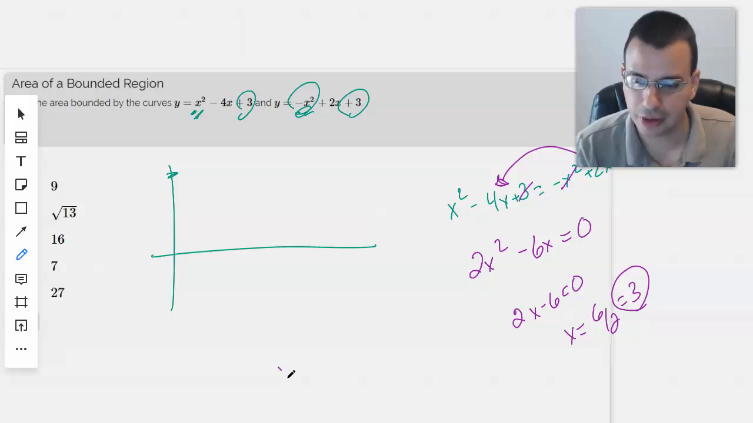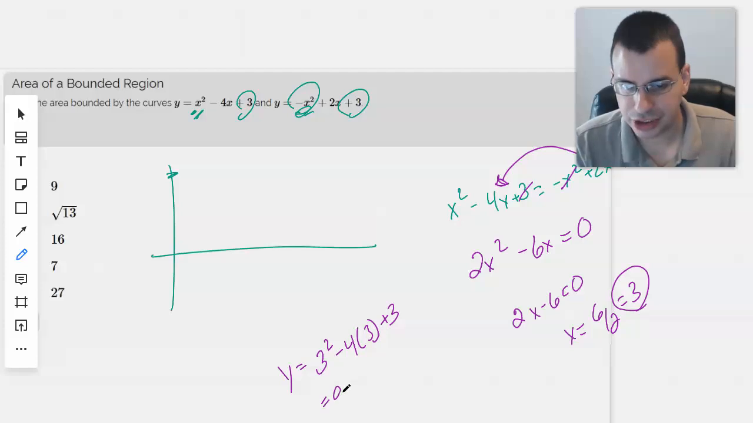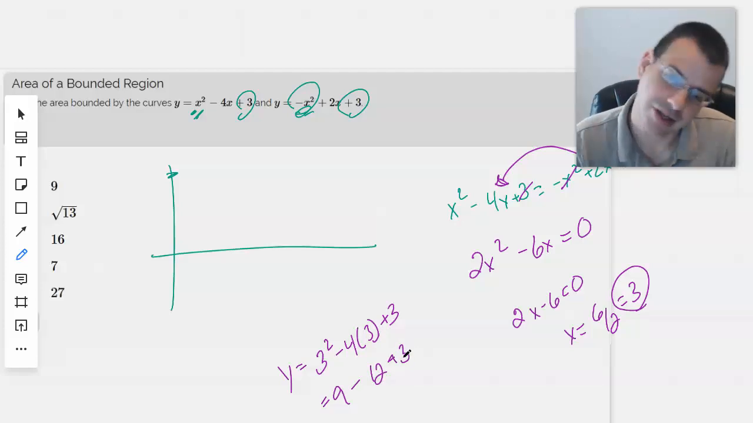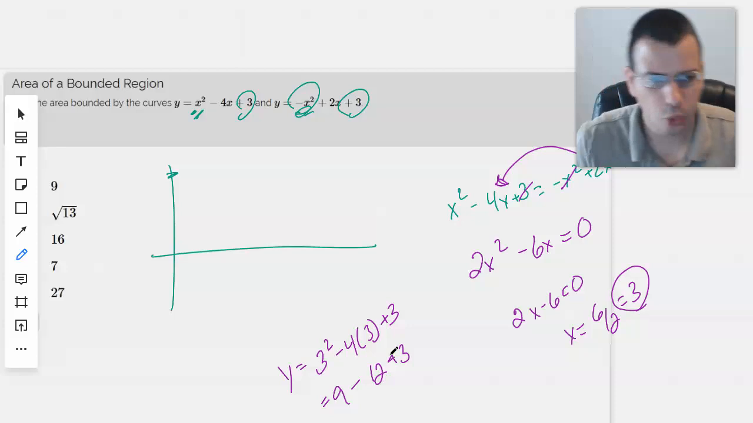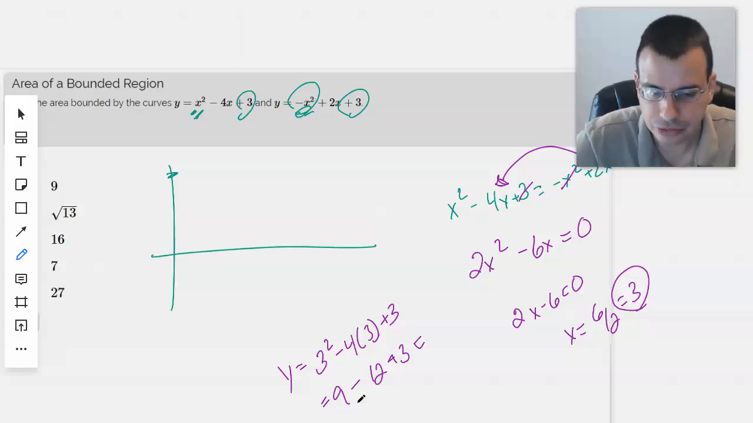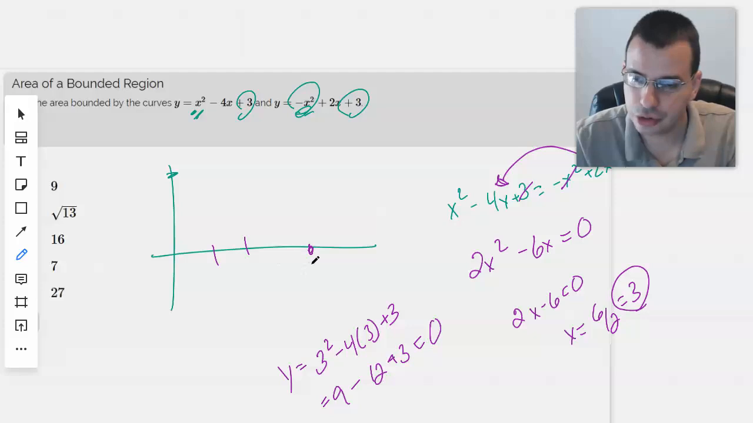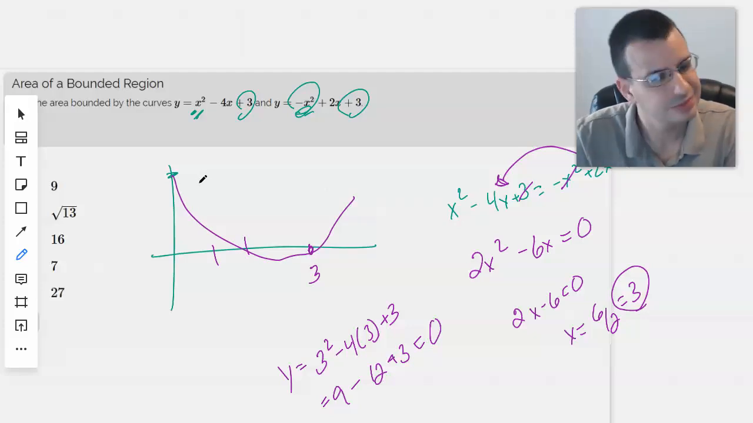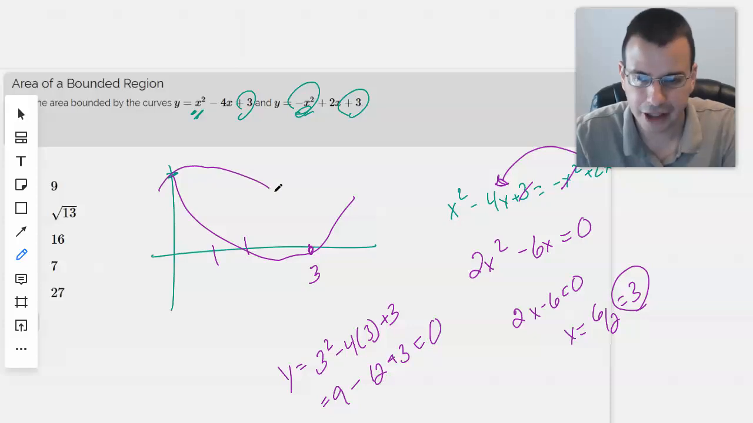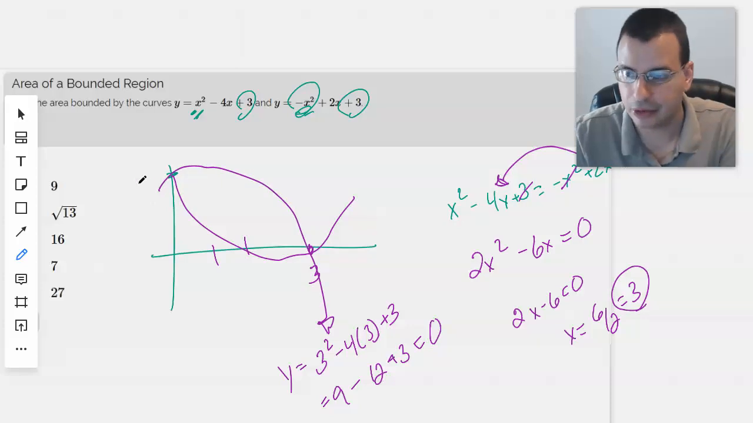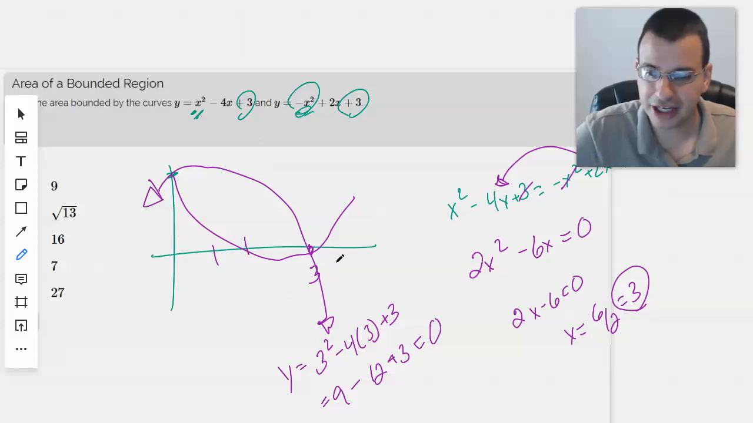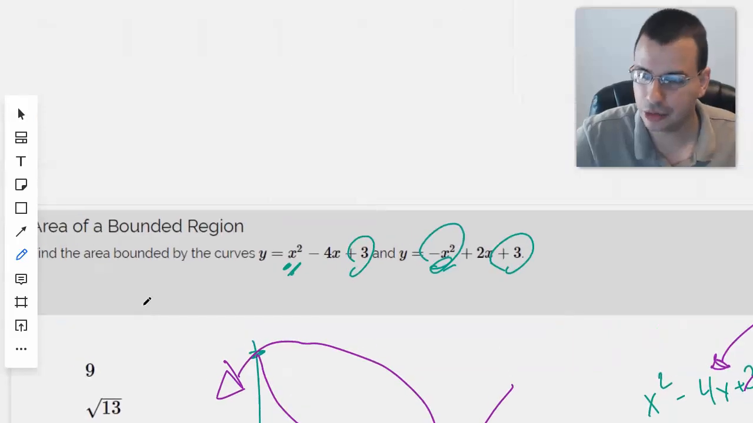So we plug 3 in. We have y equals 3 squared minus 4 times 3 plus 3, which equals 9 minus 12 plus 3. So that's 0. So we have a parabola that goes up, and then a parabola that goes down, and they intersect at (3, 0) and (0, 3).